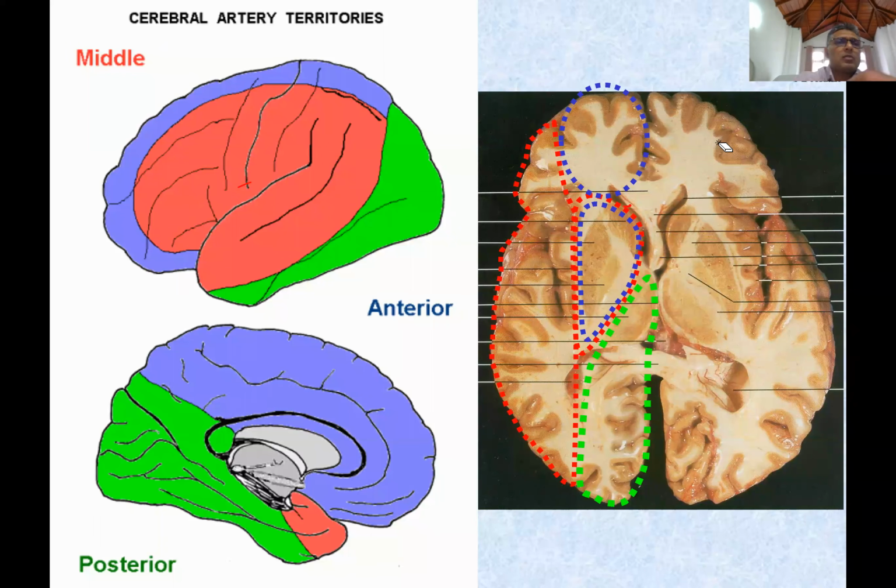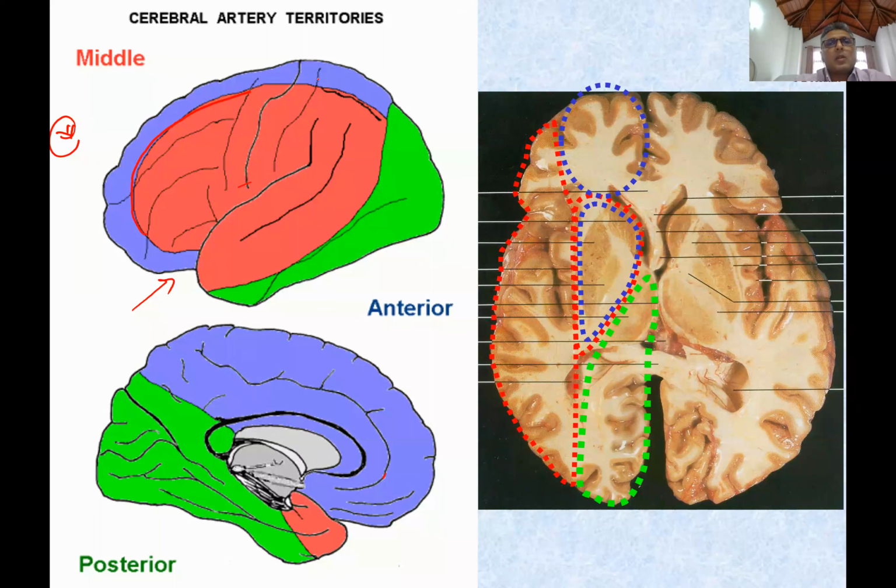Now you come back to the first diagram again, this one. You can see that the anterior cerebral supplies the inferior surface of the frontal lobe, and this is the medial aspect of the frontal lobe. The whole medial aspect is supplied by the anterior cerebral artery, and on the lateral surface you see a strip, only a strip of the frontal lobe is supplied by the anterior cerebral artery.